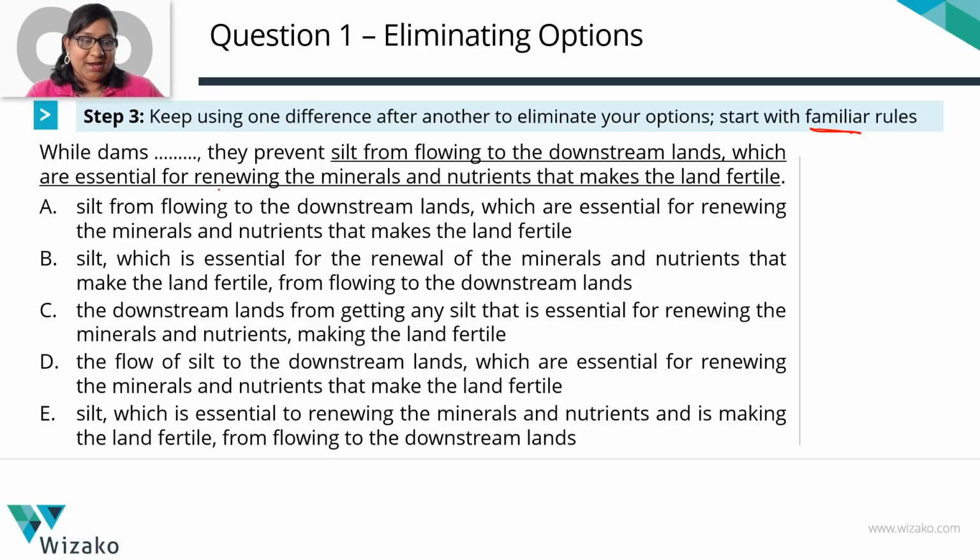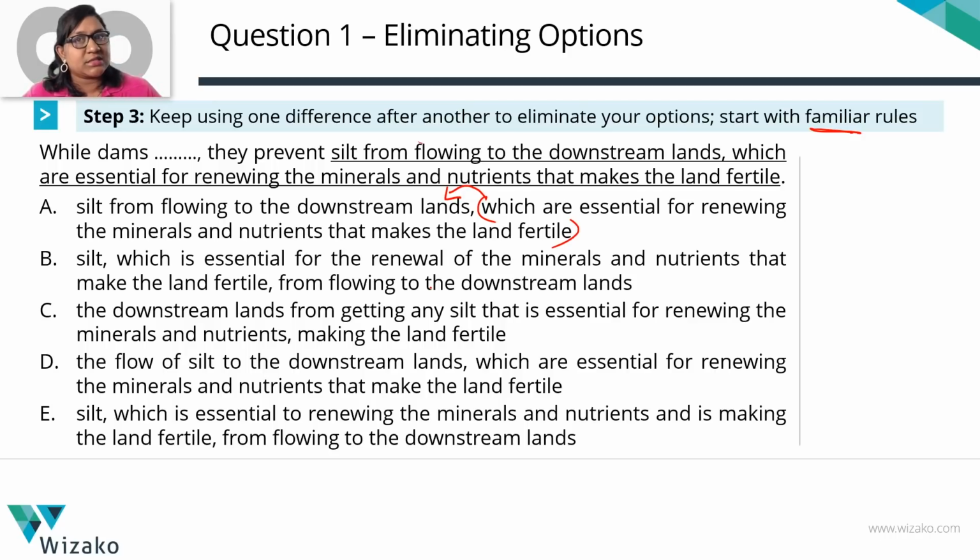What's the first thing that I can use to eliminate my answer options? One thing we have said is something is essential for renewing the minerals and nutrients that make the land fertile. This is a modifier. Now, what is essential for renewing the minerals and the nutrients? The silt. But if you look at the original construction, the first answer option, it's next to downstream lands. What did we discuss as a modifier rule? A modifier phrase has to be next to the word that it's referencing.